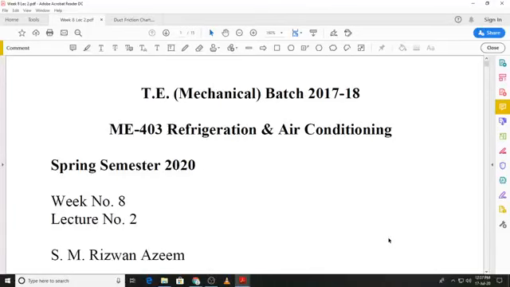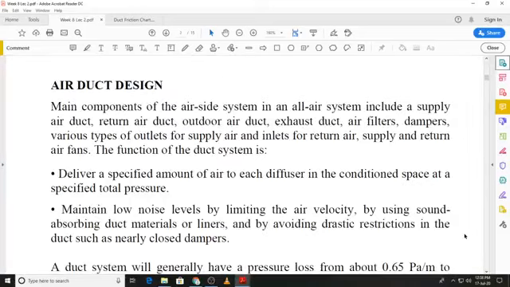In today's lecture, we will move on to a new topic, and that is air duct design. By now we are familiar with the components of an all-air system, and on the air side of an all-air system we have the ducting, that is both for supply and return air. Then we have air filters, dampers, fans, etc.